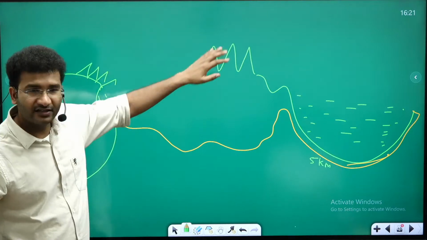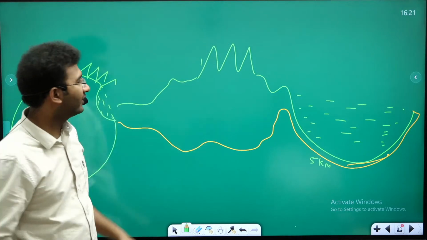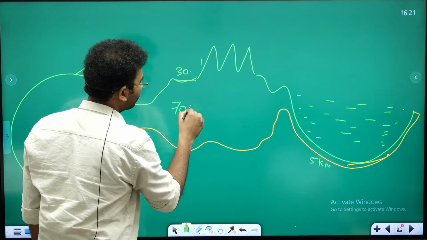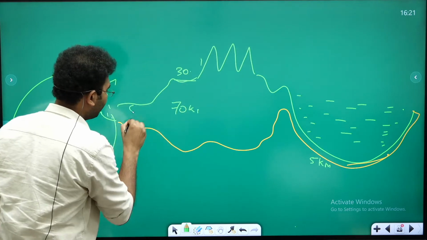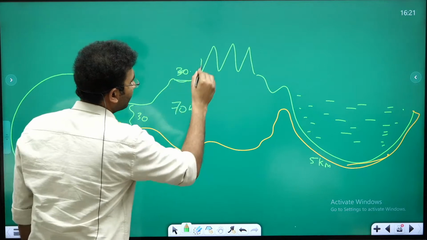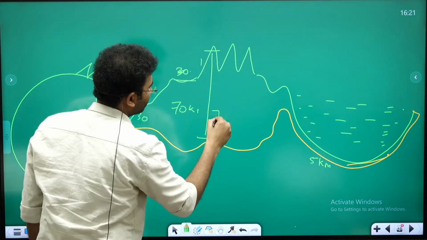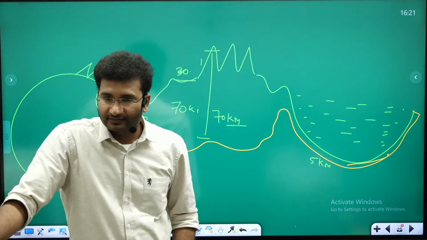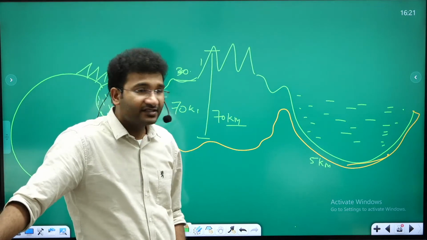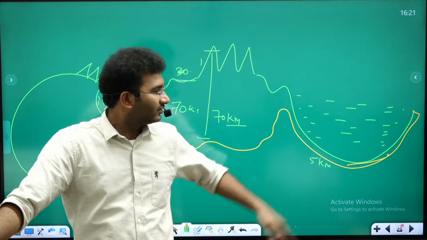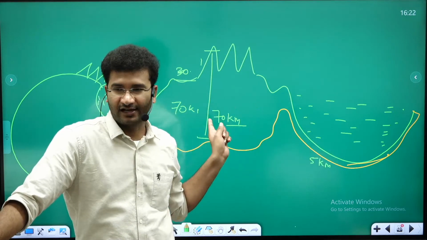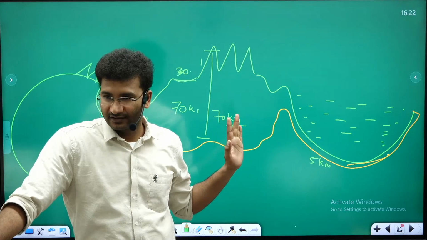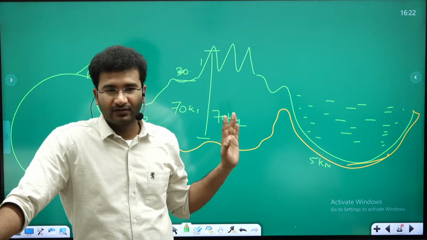But here, the thickness of the continental crust can vary between 30 to 70 kilometers. Now this can be 30 kilometers and this can be 70 kilometers. Right? But density wise, this is heavier and this is lighter. Right? Clear?